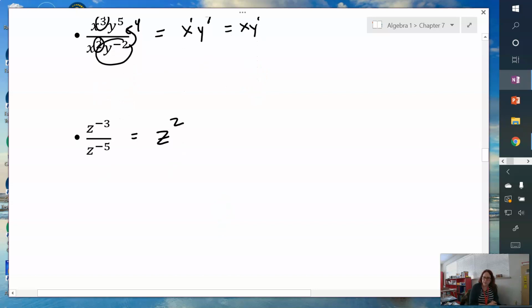On this one, the z's, I think it's easier just to go ahead and move the z to the negative 5th upstairs, and then move z to the 3 downstairs. And then all you got to do is z to the 5 minus 3, and you get z to the 2.